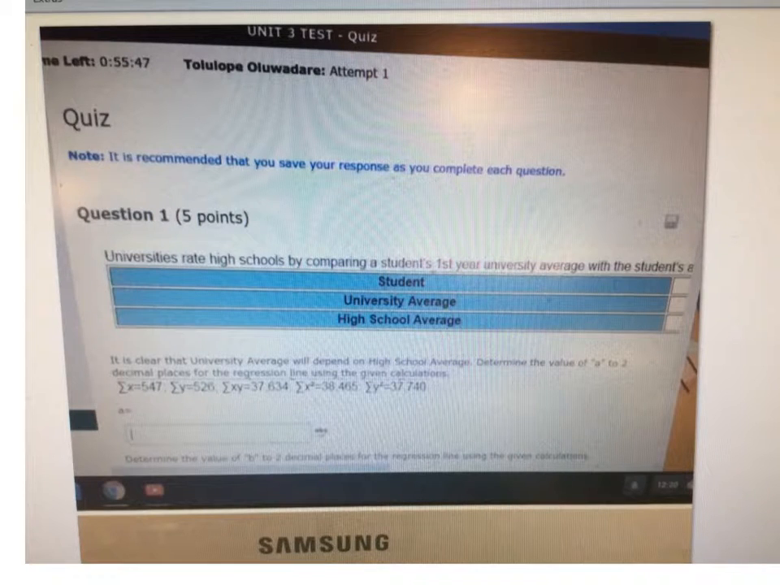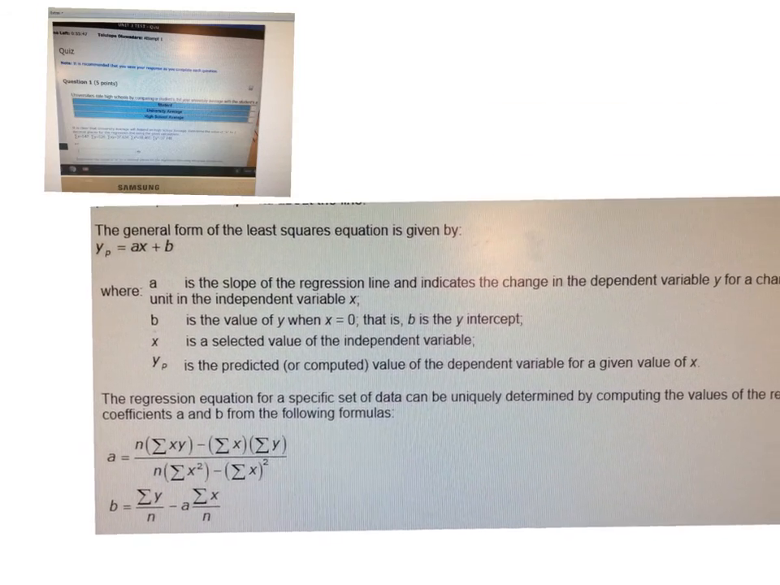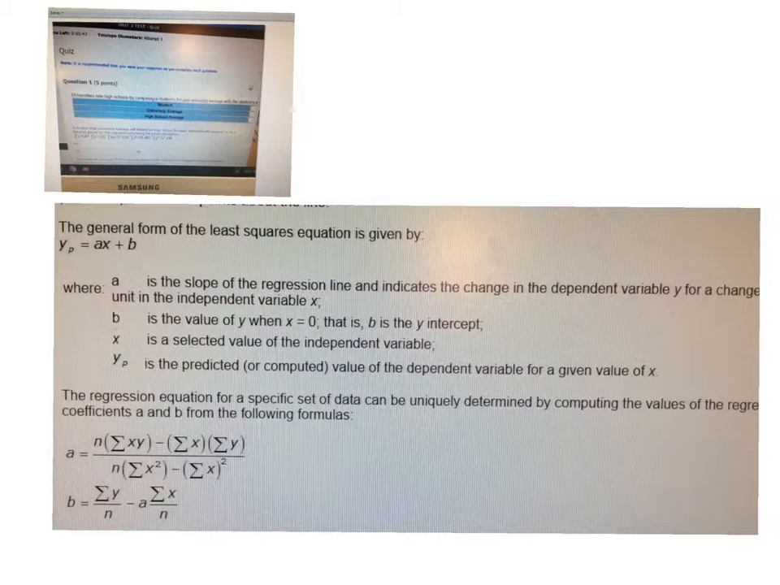And so I'm going to just show you quickly what that looks like. Let's get rid of that and bring it over here. Okay. From that day, from the correlation lesson, if you read through that, first of all, what you'll see there is the formulas for finding A and B, your regression equation variables.